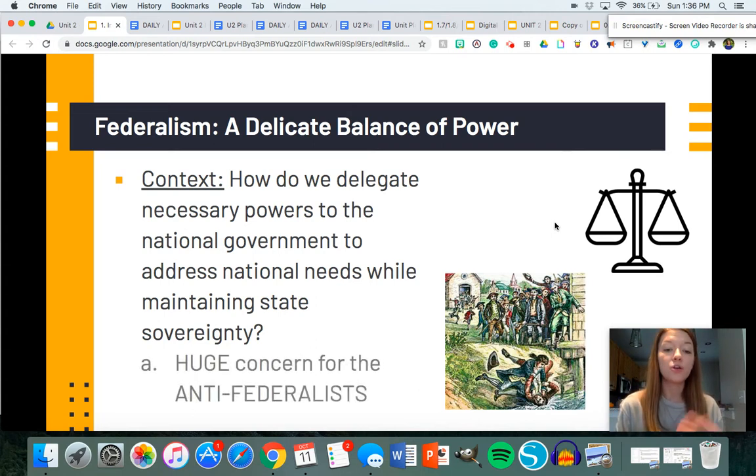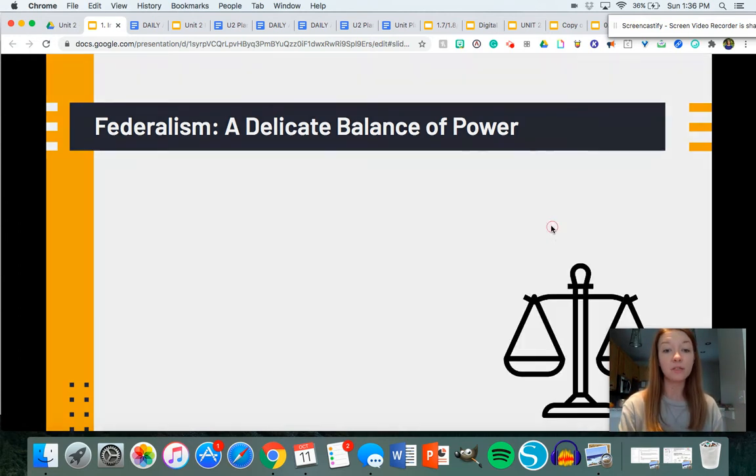And that is going to be a huge concern for the anti-federalists, right? Brutus, as we've read, is really going to be curious about this, right? How can we make it so that states are the ones that retain power and are not simply absorbed by the federal government?